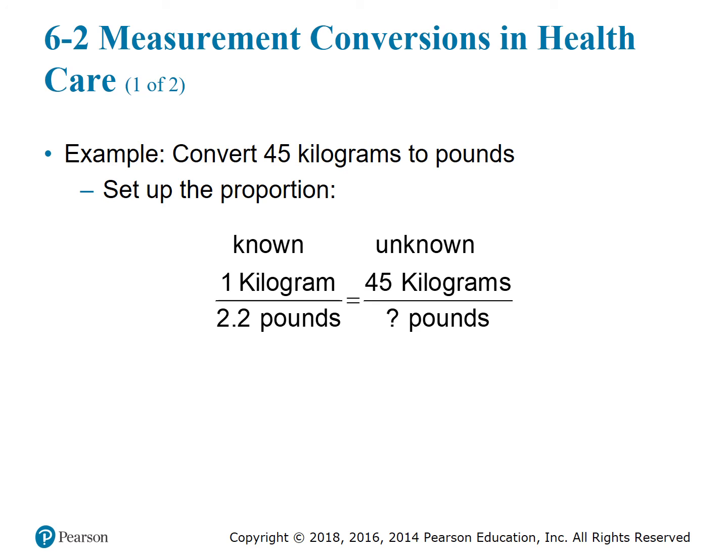Okay, so let's look at the other side. What do we know and what don't we know? Well, we know we want to convert kilograms to pounds, and so we're looking at 45 kilograms. So we're going to set that across from our other kilograms. We'll place 45 kilograms on the top as the numerator, and then underneath that is going to be our x, right? That's going to be our unknown. So let's look at how we work this out.